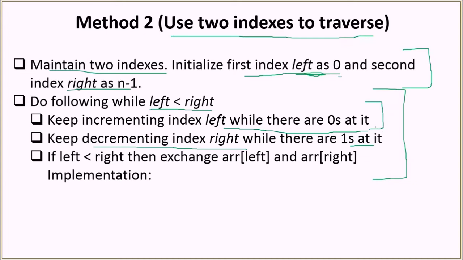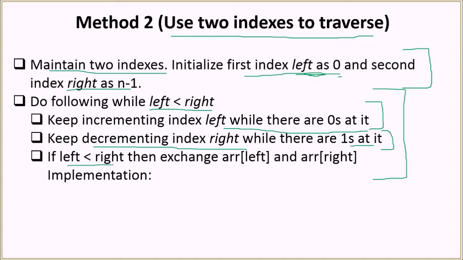Again, we'll then keep decrementing the index right while there are ones at it. For the index variable right, we initialize it with n minus 1 and then we keep on decrementing it as long as we keep on seeing ones. Once we see a 0, we stop. So this is the second step. Now in the third step, we check if left is smaller than right.